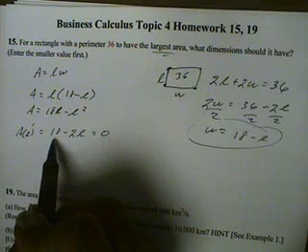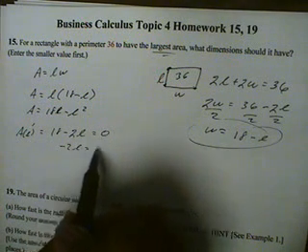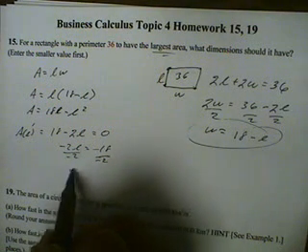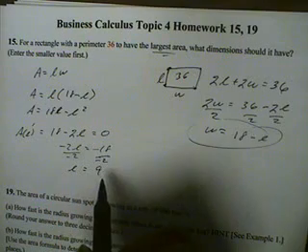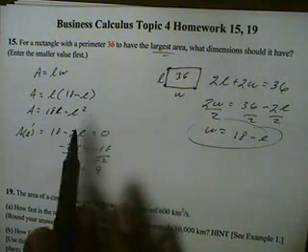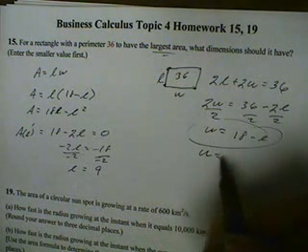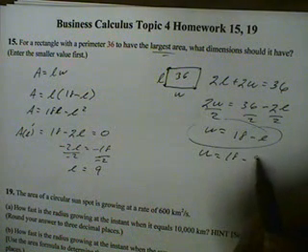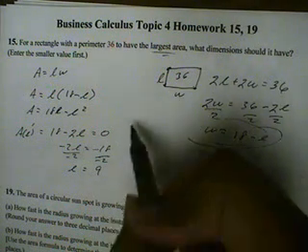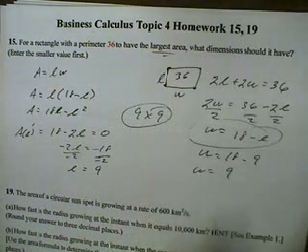So if I put the 18 on the other side, I'll get negative 2L equals negative 18. Then divide everything by negative 2. I get L is positive 9. So this is the length. Now for the width, W will equal 18 minus the length, which is 9, and W equals 9. So the dimensions for this will be 9 by 9 for length and width.